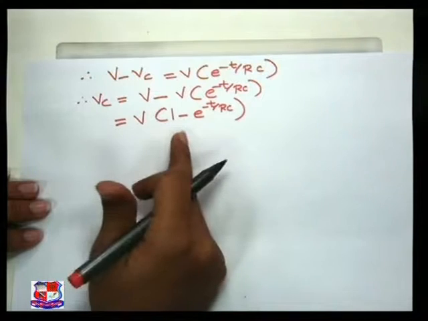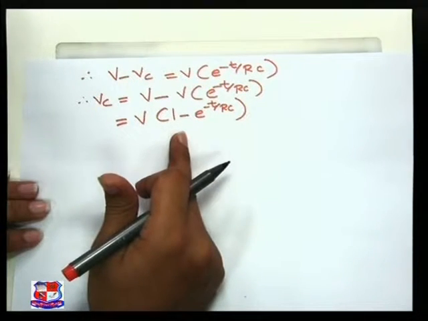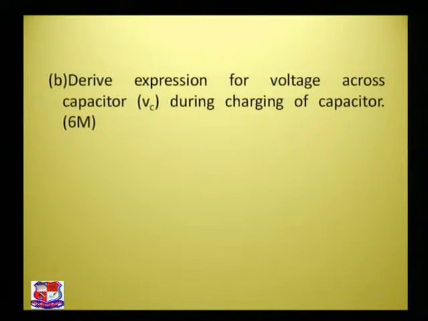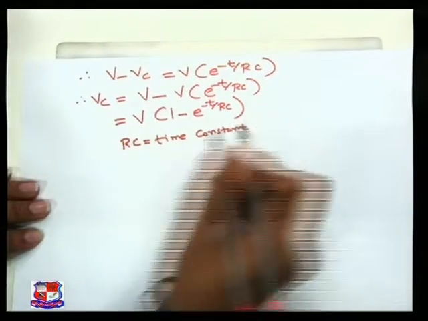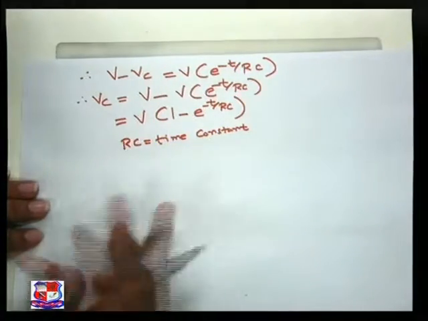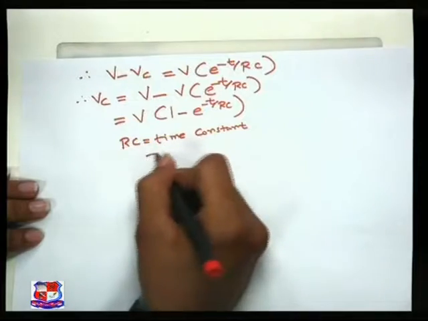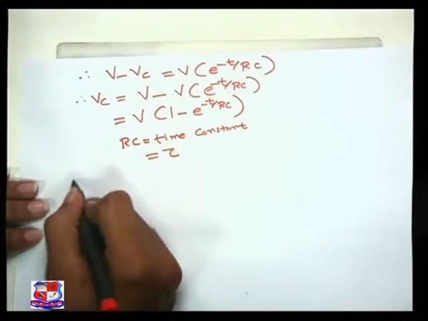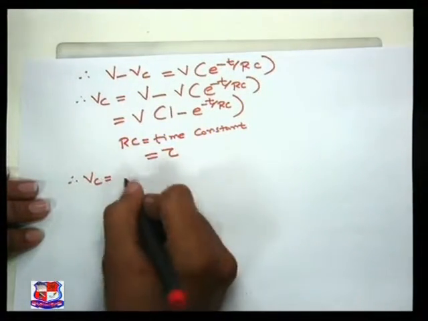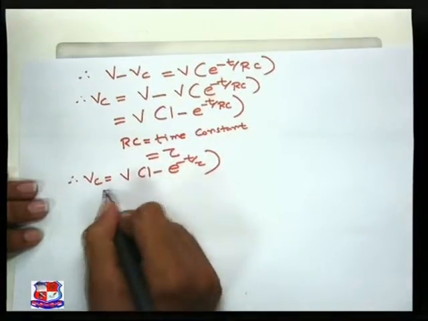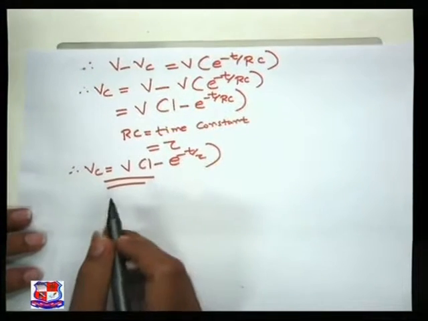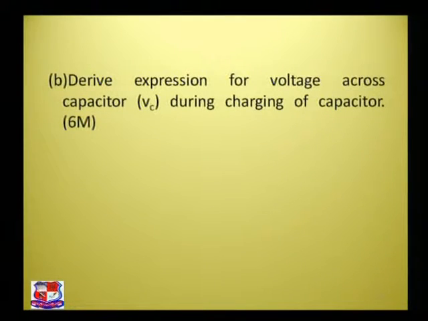V times 1 minus e raised to minus t by RC. So this is the desired equation, and this is the expression for voltage across the capacitor during charging of the capacitor, right? Here we can write RC as the time constant. We will have the values of resistance and capacitance given in the circuit. We can name this time constant as tau. So finally we can write VC, the voltage across the capacitor, as V times 1 minus e raised to minus t by tau. So this is the final equation that we have to derive. Okay, because the question is asked for 6 marks, we have to draw a graph also.